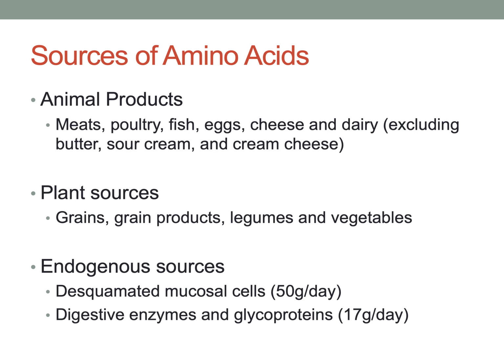Now, as far as sources of amino acids, we have great sources from both animal and plants. Animal products, such as meats, poultry, fish, eggs, cheese, and dairy, are all good sources of amino acids. And these are actually complete in the sense that they have all 9 essential amino acids.